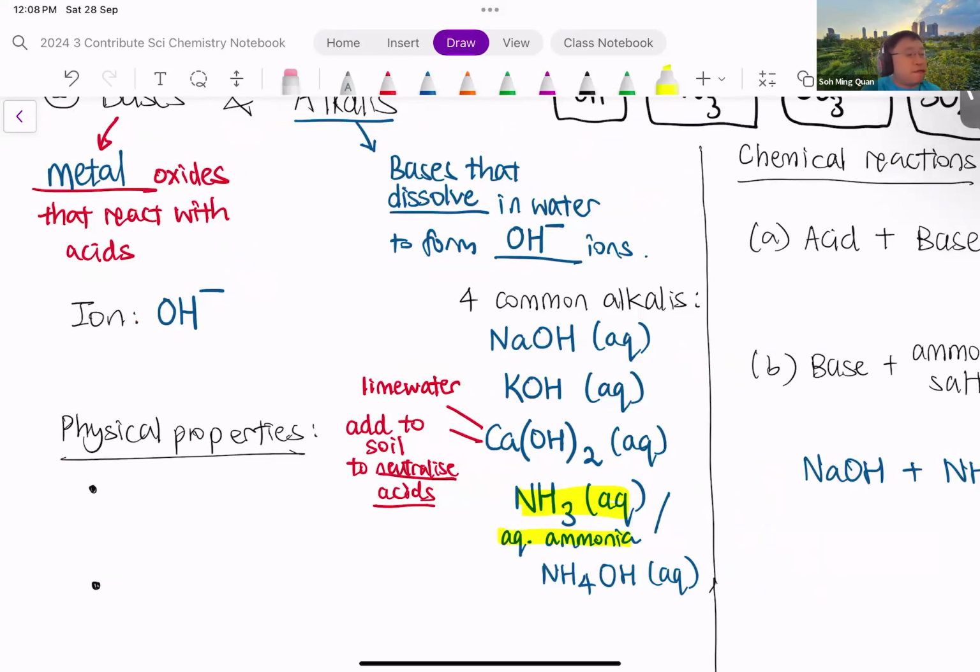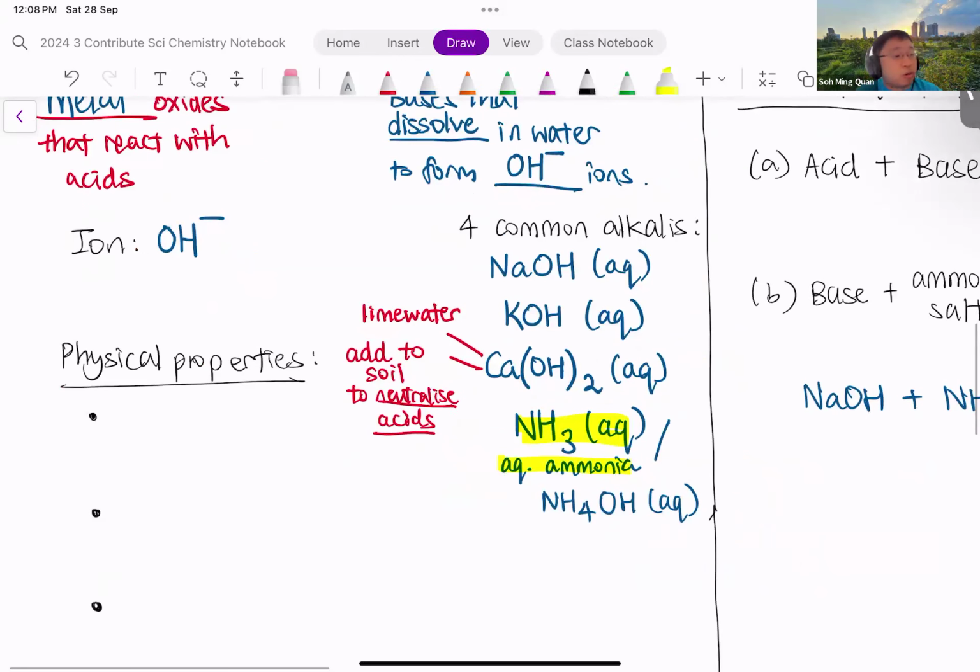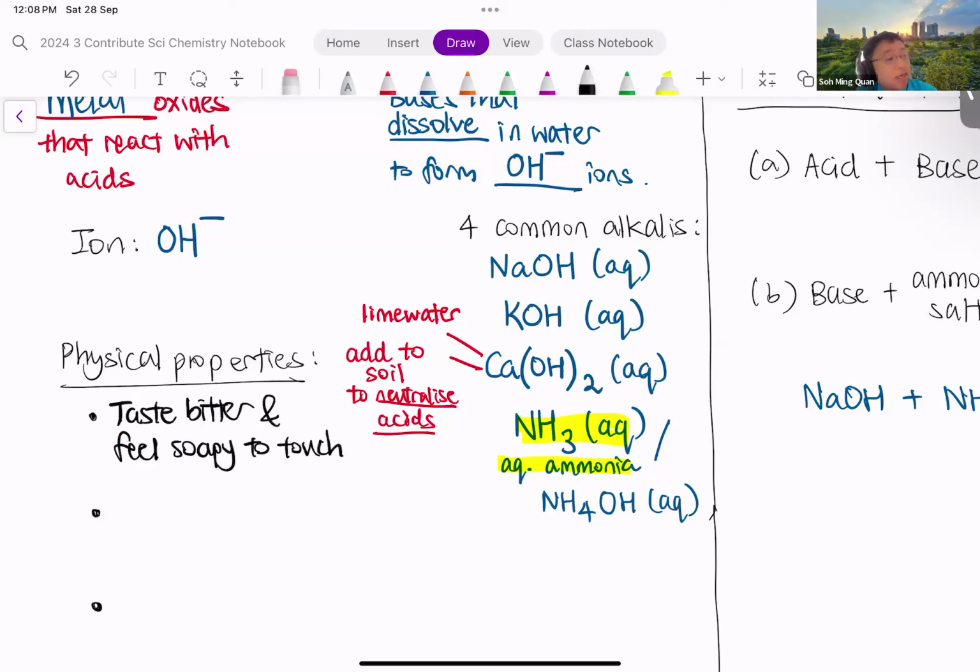Now moving on to the physical properties, it shouldn't be too difficult. You know some of these already. Number 1, alkalis taste bitter and feel soapy to touch. So alkalis are commonly used to make soaps and detergents. The next physical property has to do with litmus paper. Alkalis will turn moist red litmus paper blue.